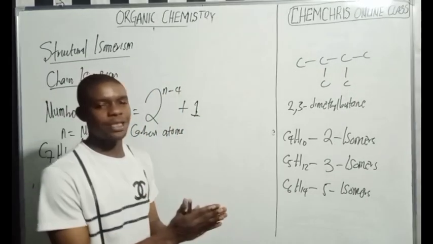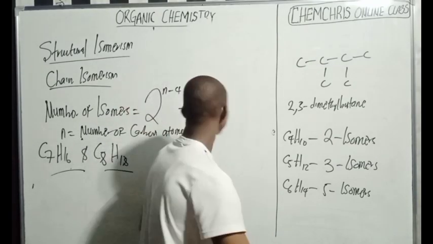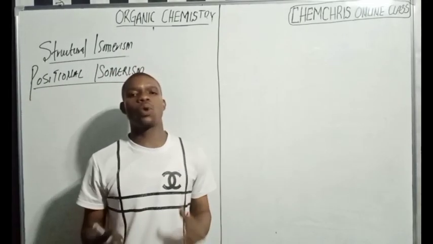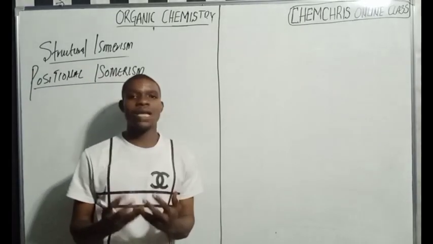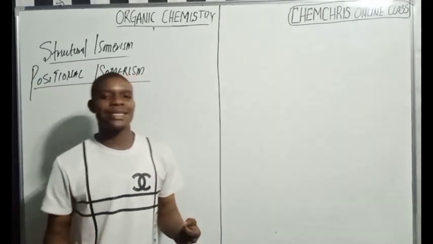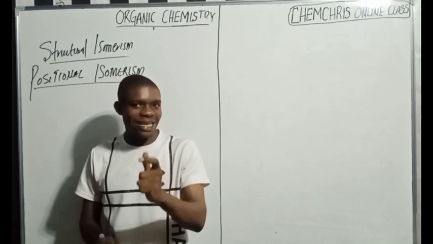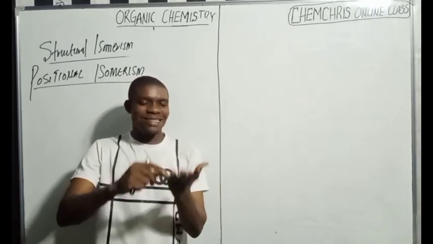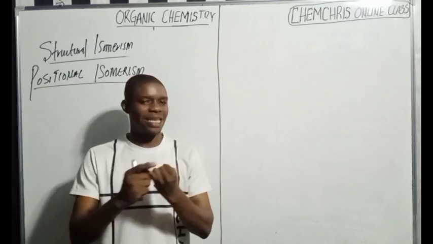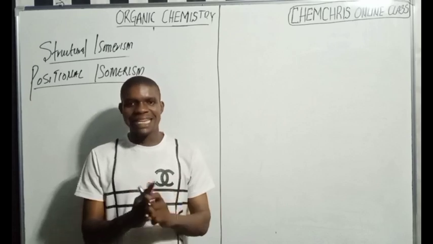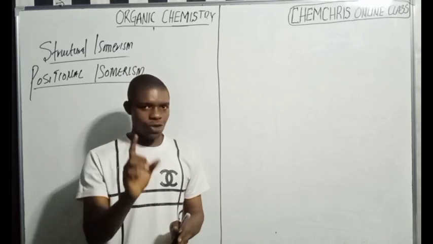So let's move on. Remember, we've been seeing structural isomerism. Let's move to positional isomerism. So, what is positional isomerism? What do you understand by positional isomerism? Remember, positional isomerism is under structural isomerism, right? It is the type of isomerism in which two or more compounds have the same molecular formula and the same functional group, but differ in the arrangement of the functional group along the carbon chain. Do you understand? It's very important here.